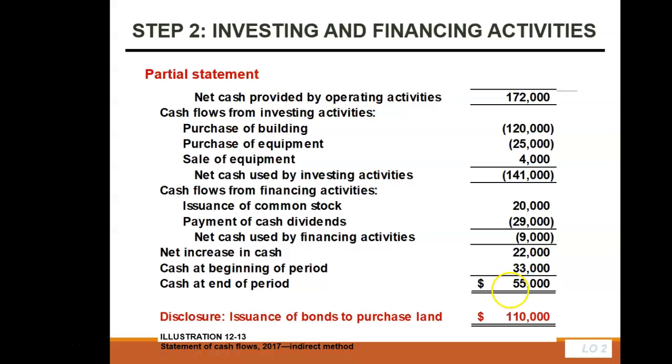which that number you knew already because your beginning cash balance was 33,000. Ending cash was 55,000. Again, those amounts came from our comparative balance sheet. So we already knew that overall cash increased by 22,000. It was a matter of showing what type of activities caused the change in our cash account.